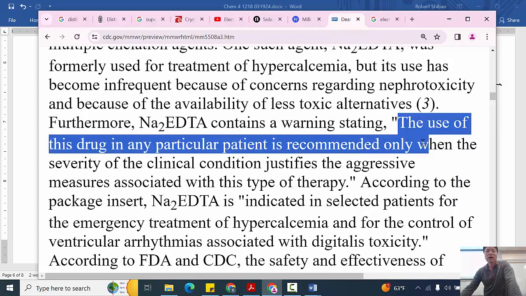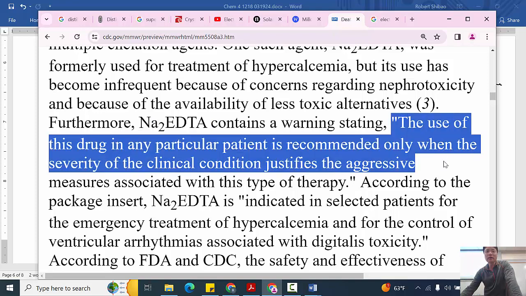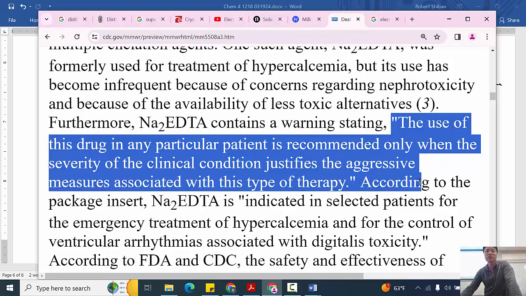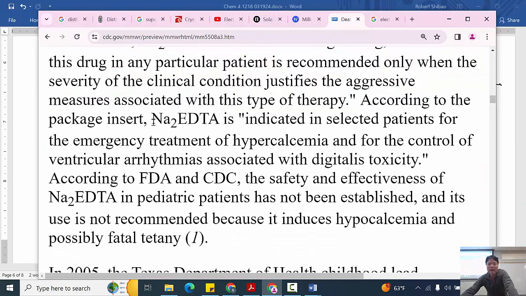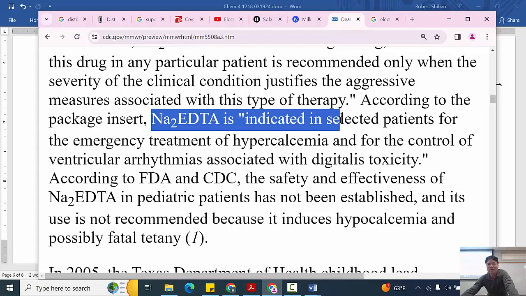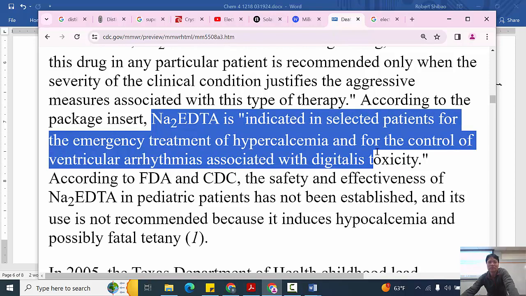So the use of sodium EDTA is recommended only when the severity of the clinical conditions justifies the aggressive measures associated with sodium EDTA therapy. According to the package insert, sodium EDTA is indicated in selected patients for the emergency treatment.